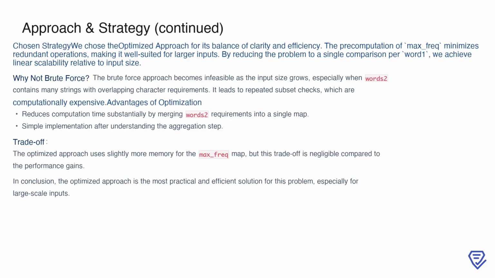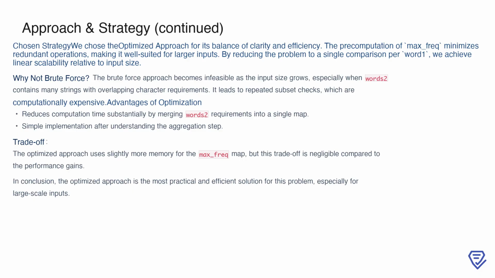The optimized approach not only reduces computation time but also simplifies the implementation once the aggregation step is understood. While it does use slightly more memory to store the max_frequency map, this trade-off is negligible when weighed against the substantial performance improvements. Overall, the optimized approach is the most practical and efficient solution for solving the word subsets problem, especially when working with large-scale datasets.